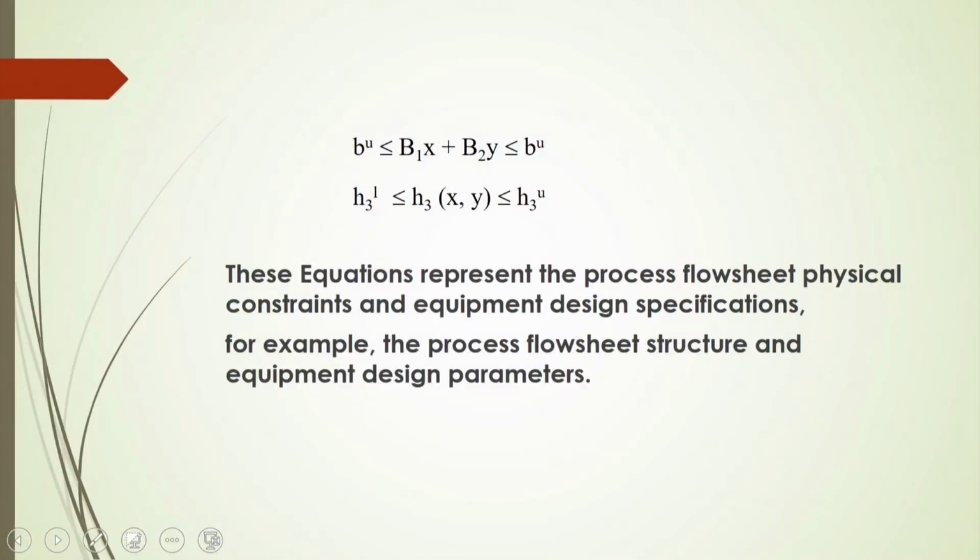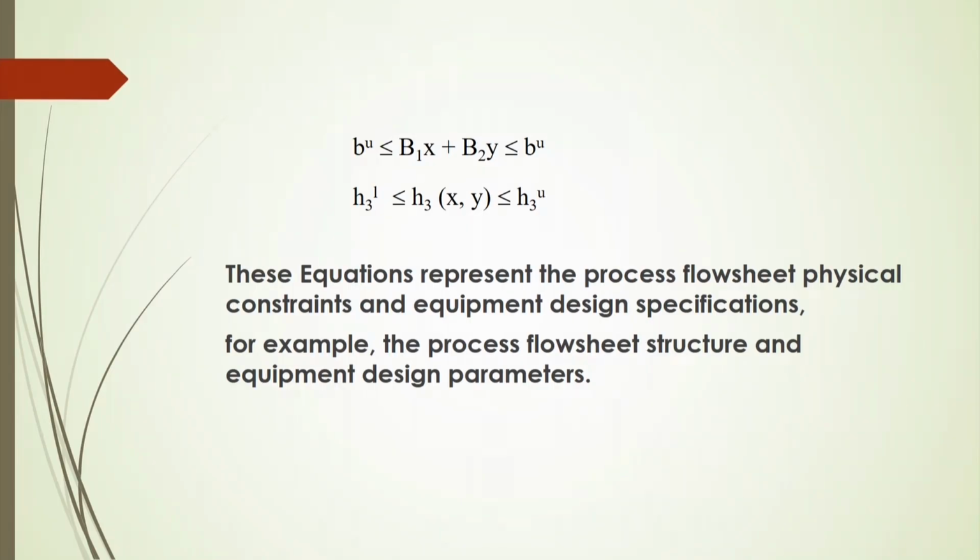So, the process models should generally be considered for steady state, which will consist of phenomena, mass and energy balance equations. Whereas the equations b1 x plus b2 y and h3 as a function of x and y represent the process flow sheet, physical constraints and equipment design specifications, for example, the process flow sheet structure and equipment design parameters. So, by these equations you can represent the process flow sheet physical constraints.